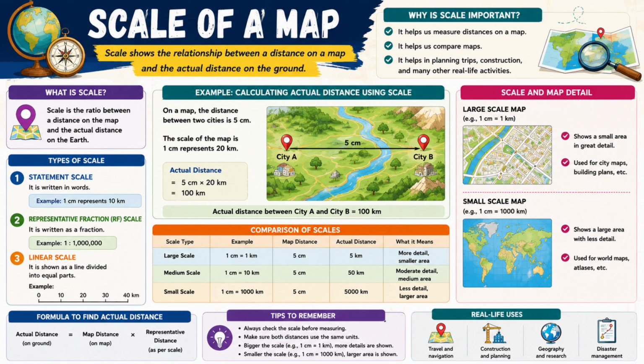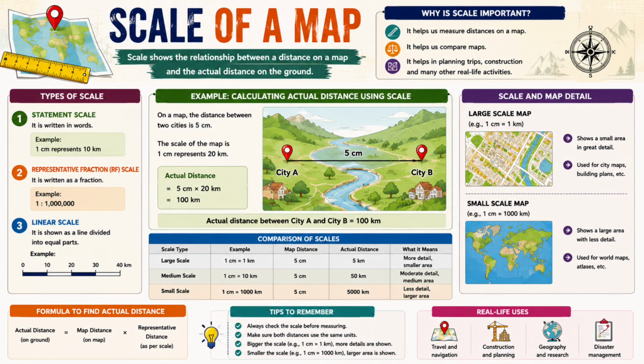Scale shows the relationship between the distance on the map and the actual distance on the ground. For example, 1 centimeter is equal to 1 kilometer. This means 1 centimeter on the map represents 1 kilometer on the ground. Scale helps us measure real distance accurately.